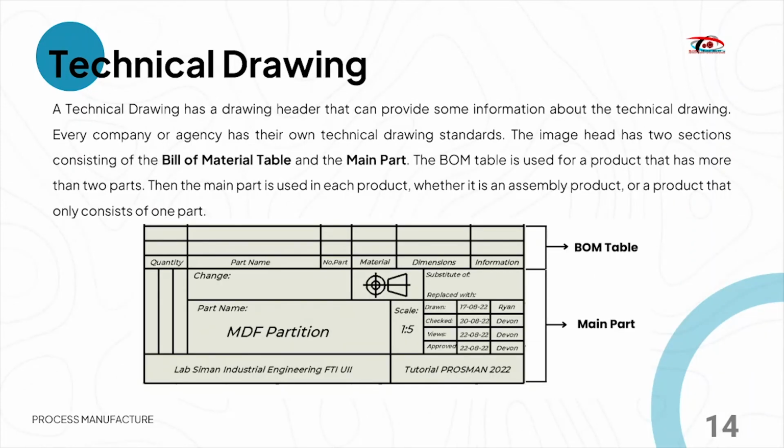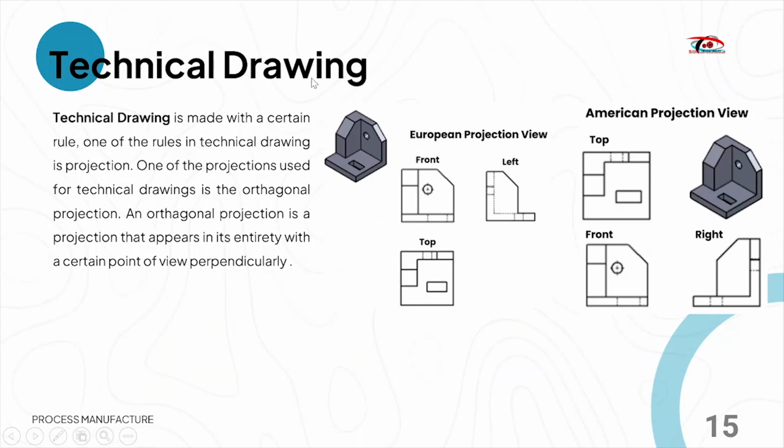Technical drawing has a drawing header that can provide some information about the technical drawing. We can see in here is a BOM table and the main part. The BOM table is used for a product that has more than 2 parts. Then the main part is used in each product, whether it is an assembly product or a product that only consists of one part. We can take the scale, we can give this part name and who made this product, and etc.